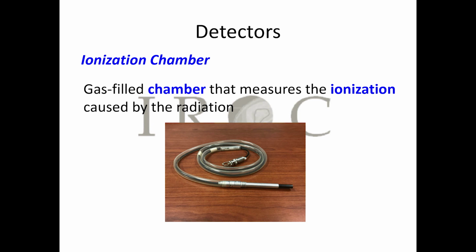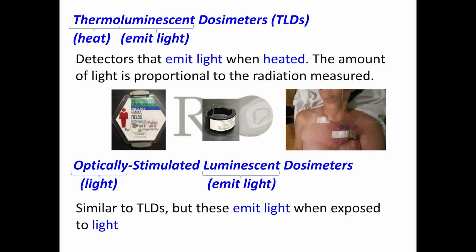So ionization chamber, just so that you have an idea of what it is, it basically is a gas-filled chamber that measures the ionization that the radiation causes in it as it goes through. TLDs, those are thermoluminescent dosimeters. So thermal is heat, luminescent means that it emits light. So essentially these detectors emit light when they're heated, and the amount of light that they're emitting is proportional to the dose that was deposited. And then OSLDs are very much similar to TLDs, only instead of being read with heat, they're read with light.